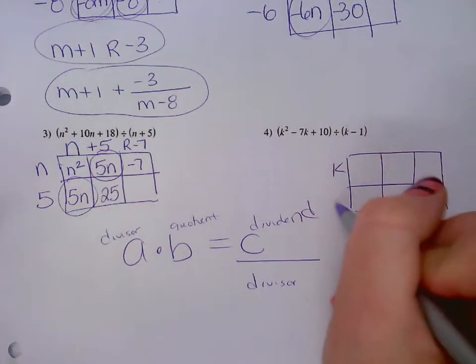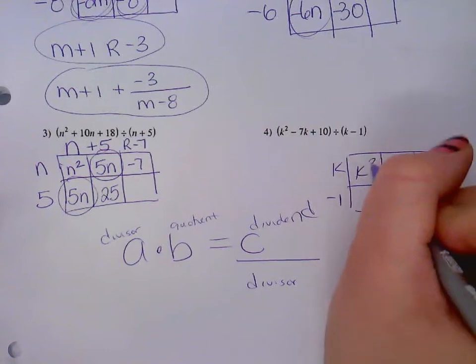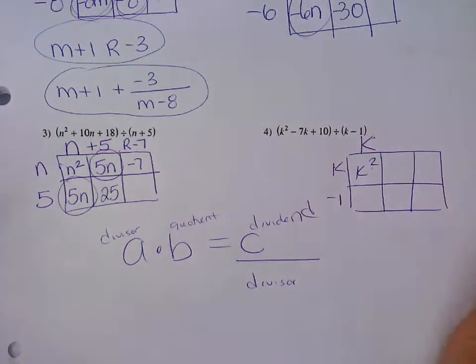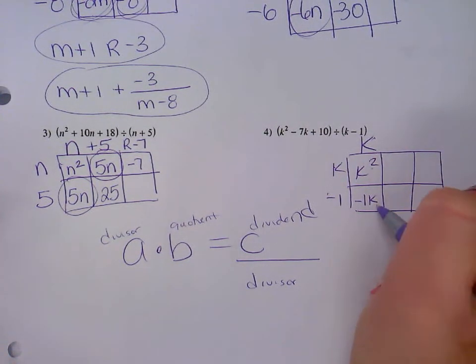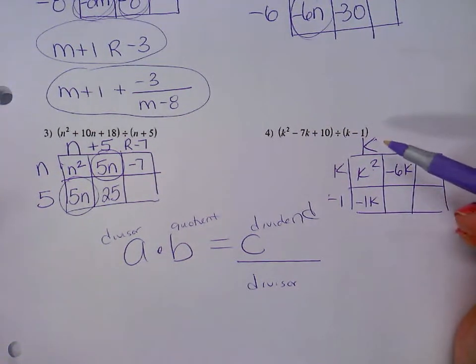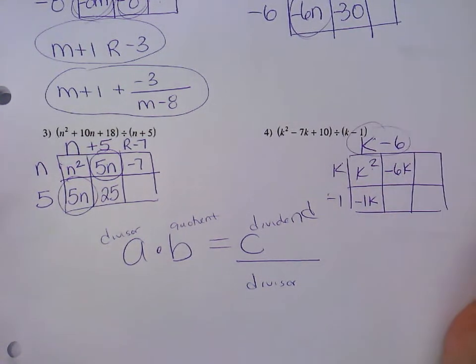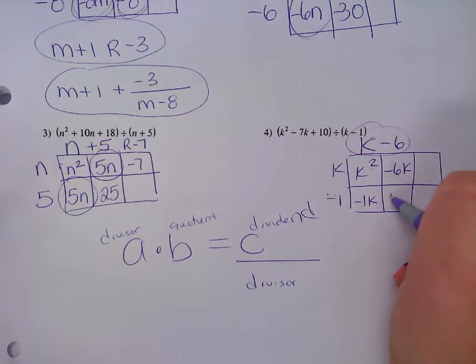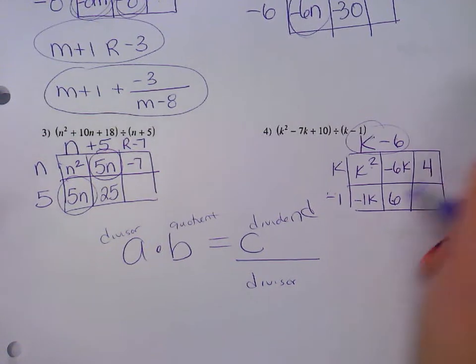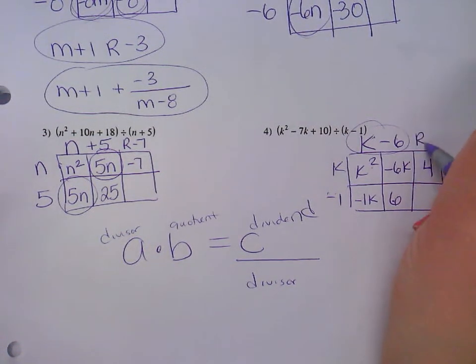K minus 1 goes down the side. K squared, k times k is k squared, -1k. So I need another -6k to add up to -7k, right? So k minus 6 is the answer. And then +6, I need a remainder of 4 to get to 10. So k minus 6, remainder of 4.